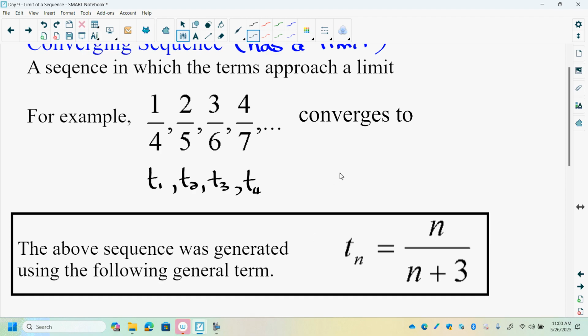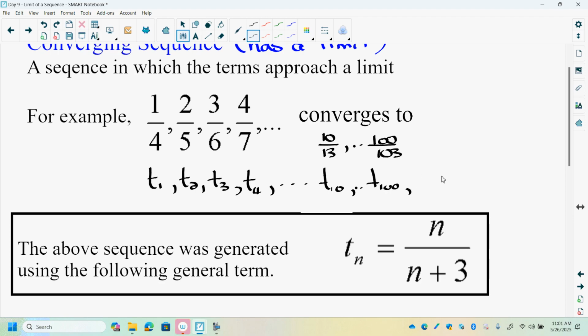Now, one way to actually figure out if it converges is to just find some increasingly larger terms. So maybe I'll go to term 10. What would the 10th term equal? If I fill a 10 in for n, 10 over 13. You with me? And I'll just write it above. What would term 100 be? 100 over 103. Very good.